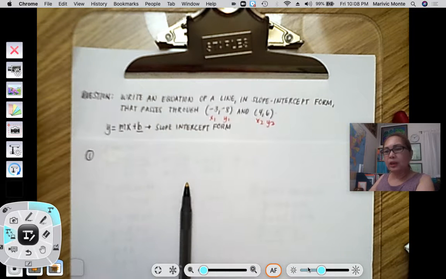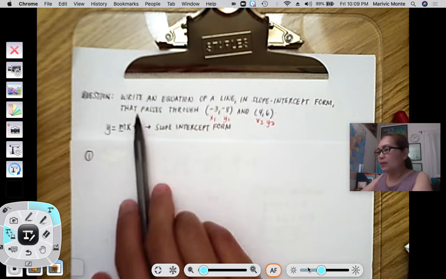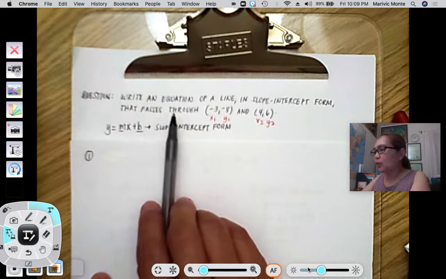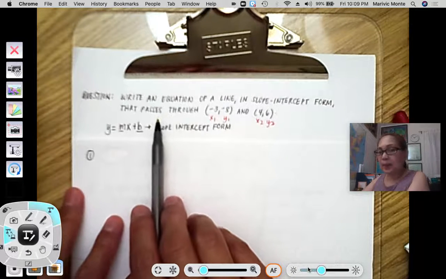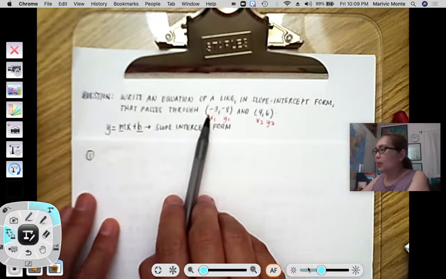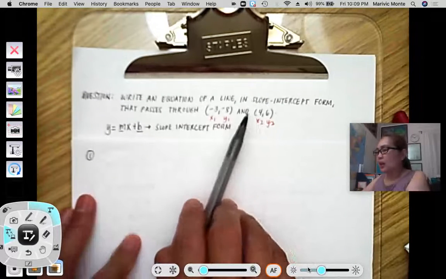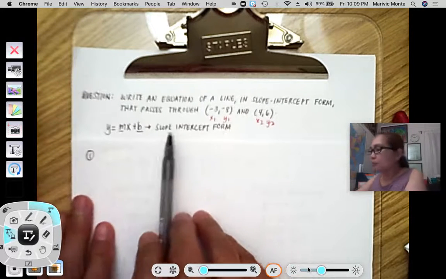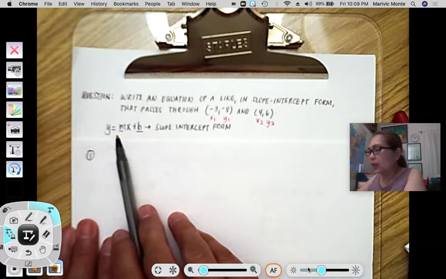Hi everyone, I'm going to discuss the solution to the problem that says write an equation of a line in slope-intercept form with that line passing through the points -3, -8, and 4, 6. And since we are writing slope-intercept form, we need to remember how it looks.